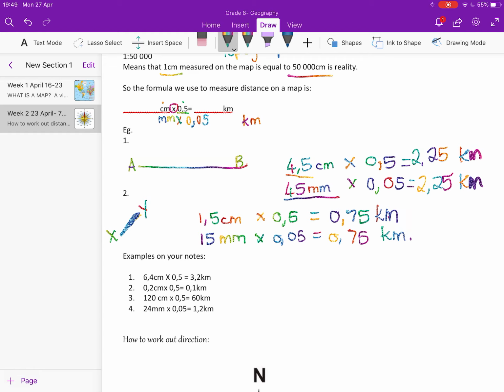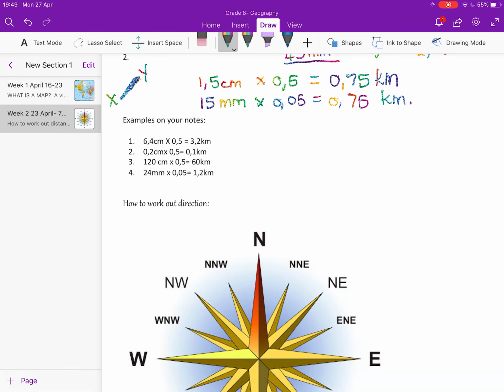Alright, there's a few more on the notes that you can give a try and see if you can work out distance on a map correctly. The answers for the examples on your map can be found over here. So when you have tried your examples, please mark your own work and give yourself a mark out of 4.